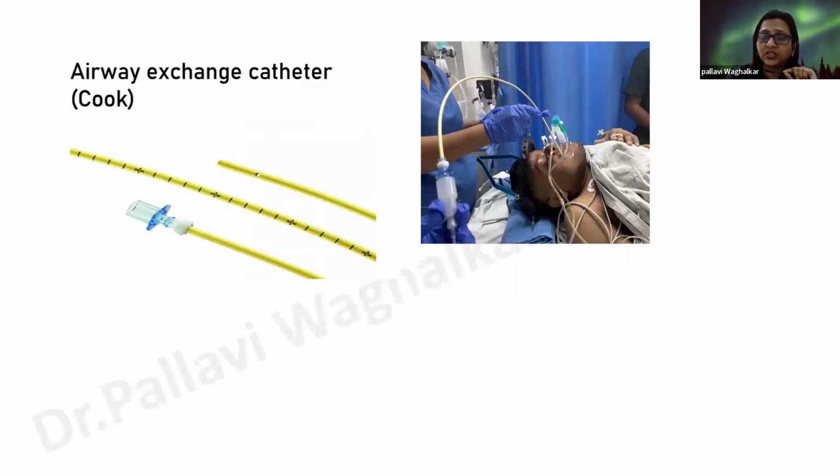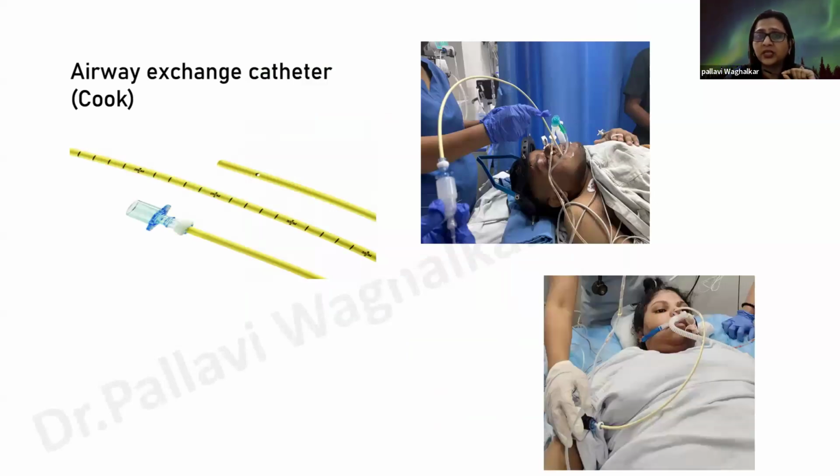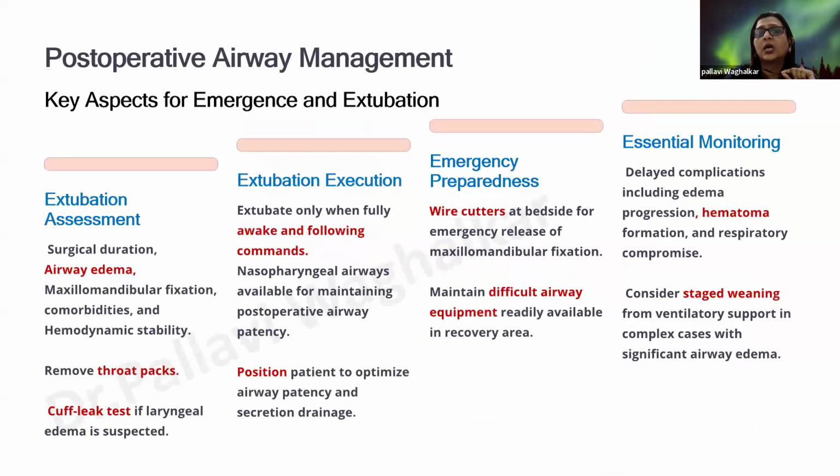So these are the airway exchange catheters, where the patient is extubated but the catheter is put in situ for at least 2 hours. And if the patient is not maintaining, you can always railroad the tube and intubate this patient.